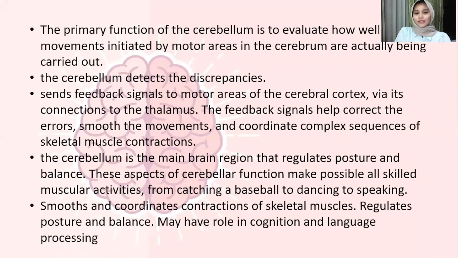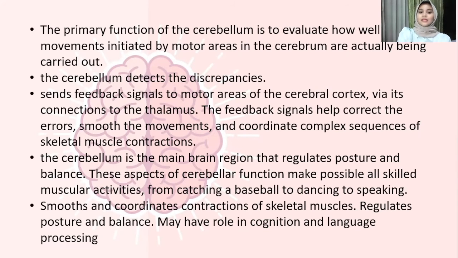The primary function of the cerebellum is to evaluate how well movements initiated by motor areas in the cerebrum are actually being carried out. The cerebellum detects the discrepancies. It sends feedback signals to motor areas of the cerebral cortex via its connection to the thalamus. The feedback signal helps correct the error, smooth the movement, and coordinate complex sequences of skeletal muscle contractions.